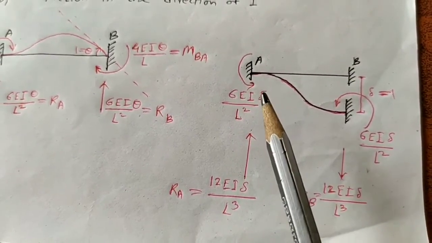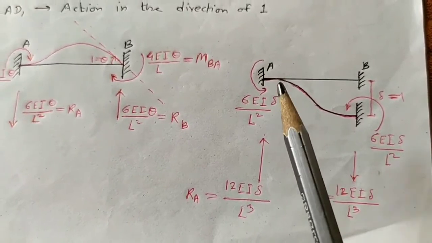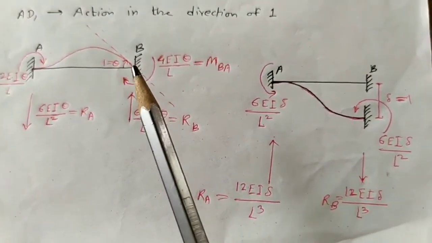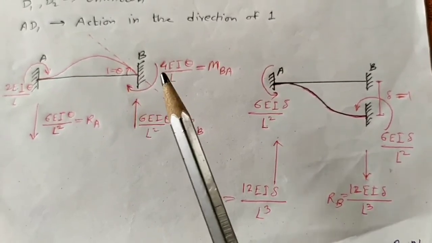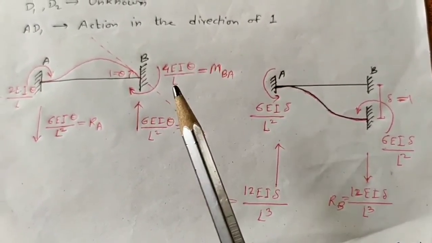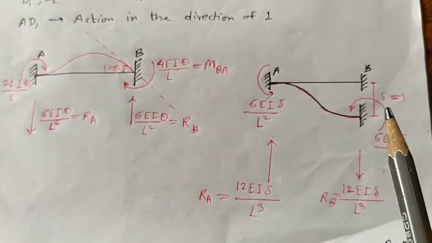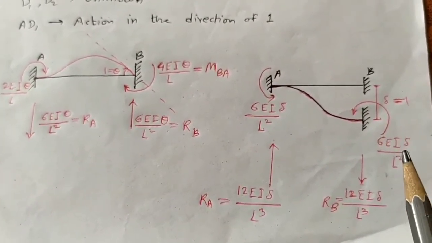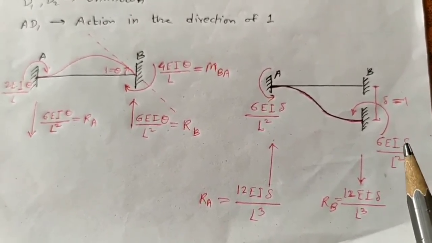So to solve an example by the stiffness method, we just have to keep in mind these two diagrams. Remember, to get theta equals to 1, we have to apply a moment of 4 EI theta by L, and to get delta equals to 1, we are required to apply a moment of magnitude 6 EI delta upon L square.